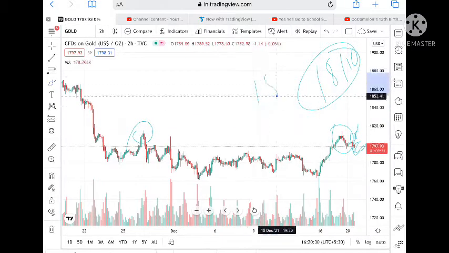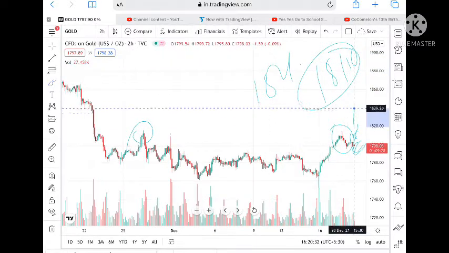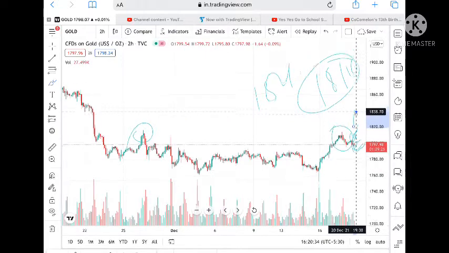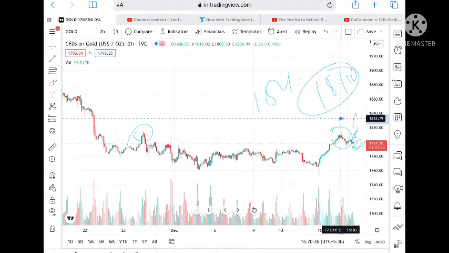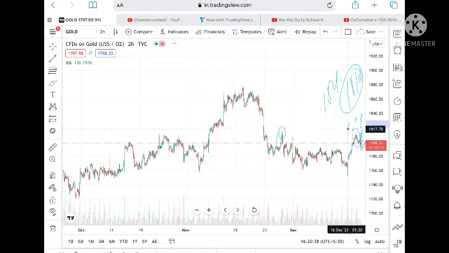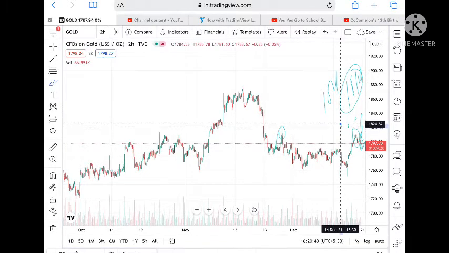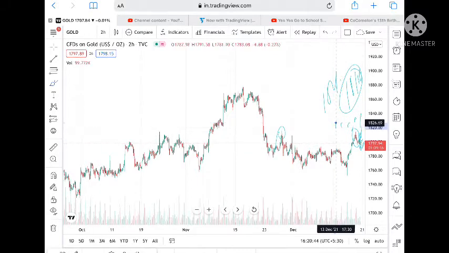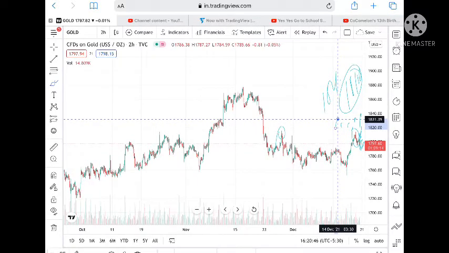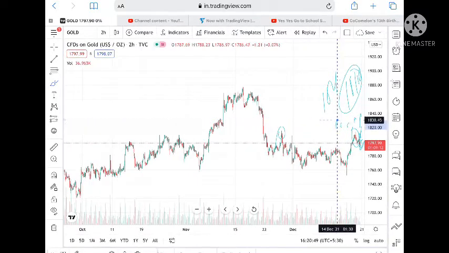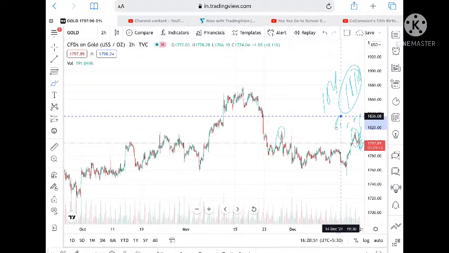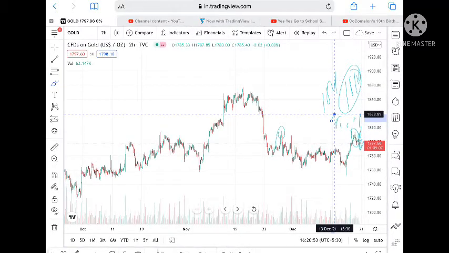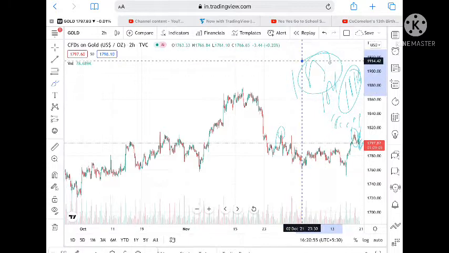of 1821.91, and from there we can see it can go further upside and can touch a level of 1826.69, and from there further upside to a level of 1831. Once 1831 is touched, then we can see it can go further upside to a level of 1836, and from there we can see it can go to 1838 also. So keep this in mind.